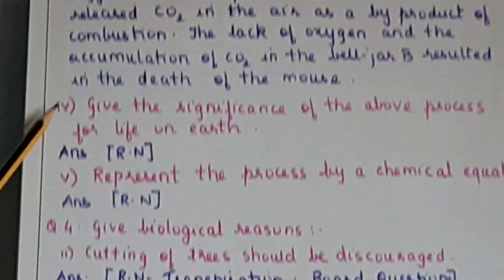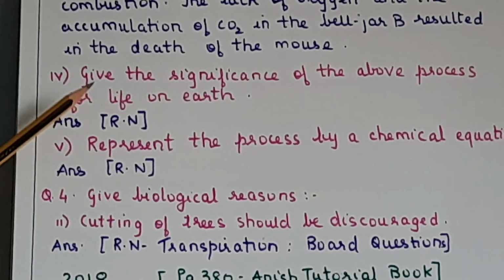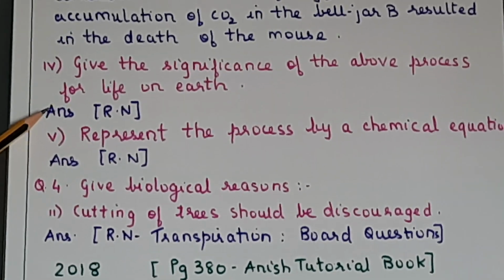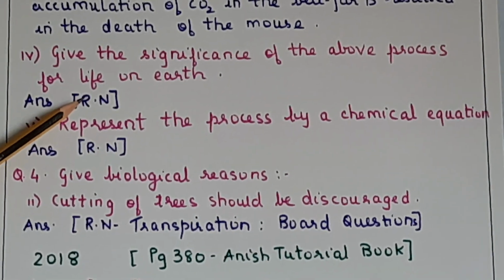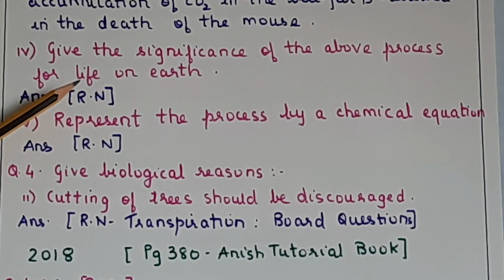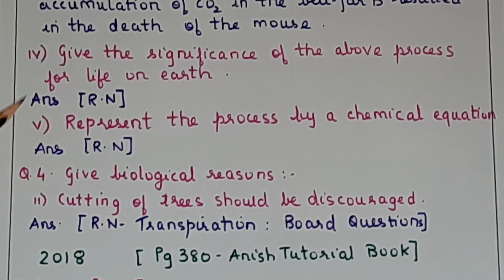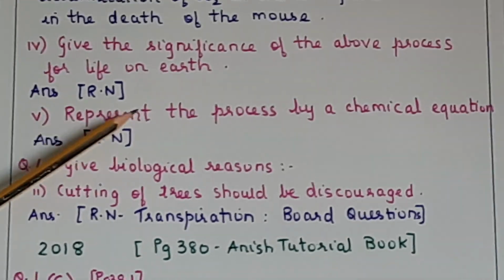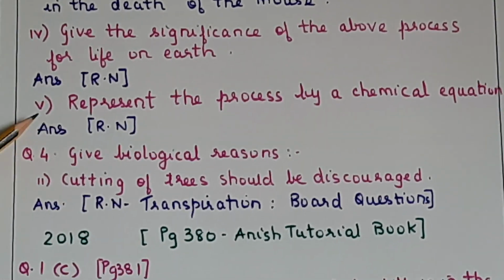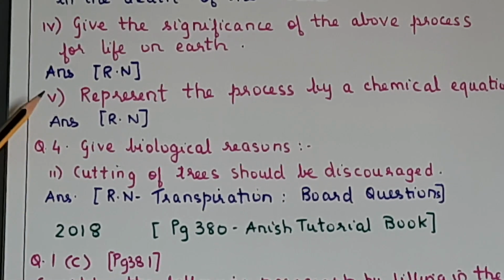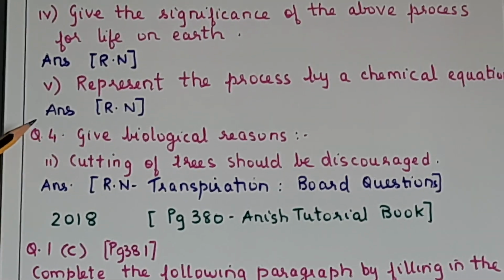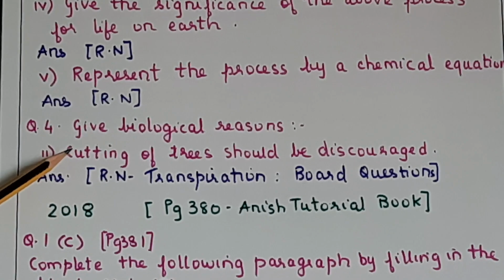Now question 4 is, give the significance of the above process for life on earth. This we have written before, so you can write refer. So any two significances you can mention, that is either the release of oxygen or providing food for all. Then represent the process by a chemical equation. So again this year also it has been asked. So write refer. Then question 4 is, give biological reasons.